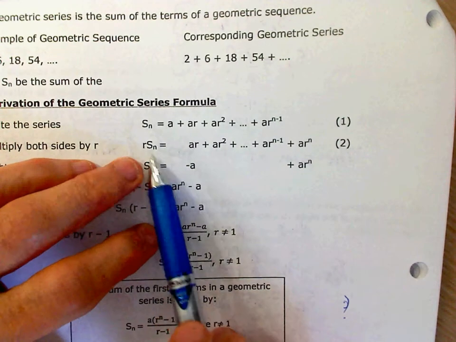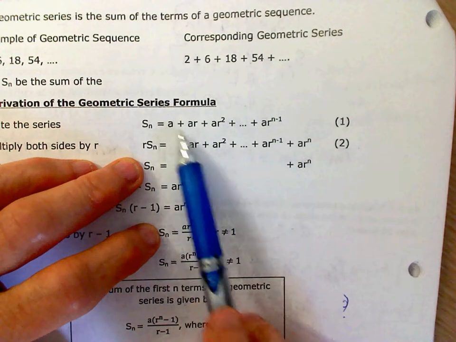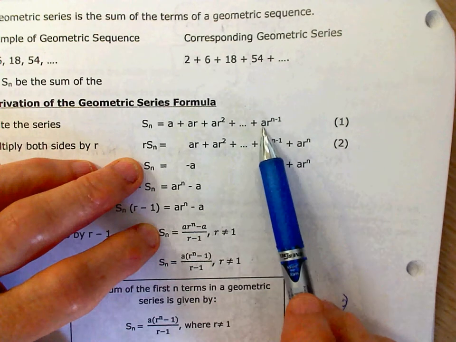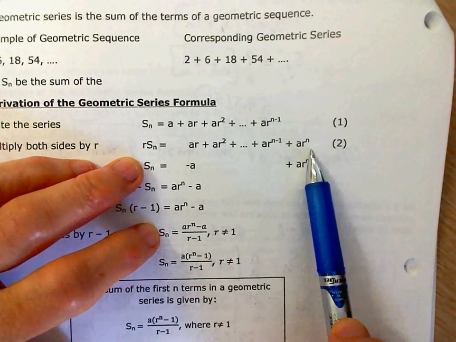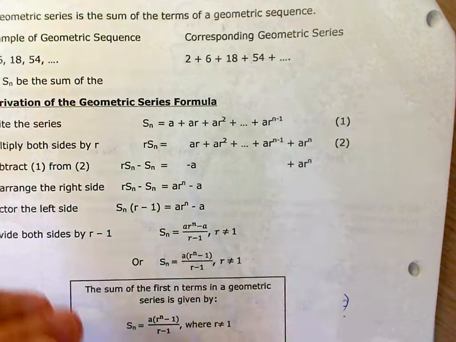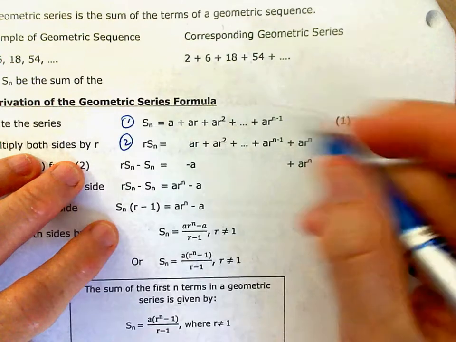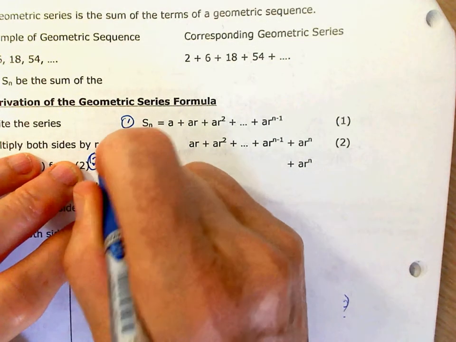r times Sn is rSn. r times everything on the right, r times a is ar, r times ar, and so on and so forth. r times ar to the n minus 1 is ar to the n. Then they actually went equation 2, if this is 1, 2, I know it's labeled there, they went equation 2 minus equation 1.